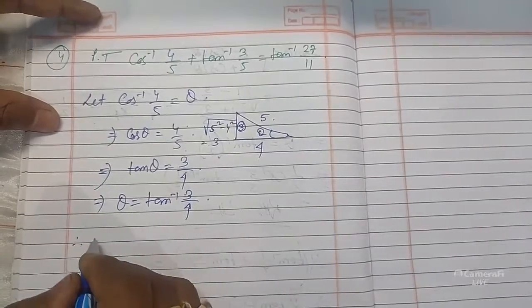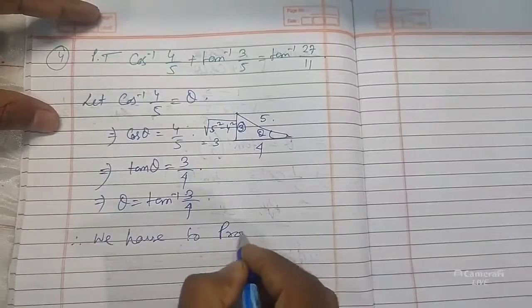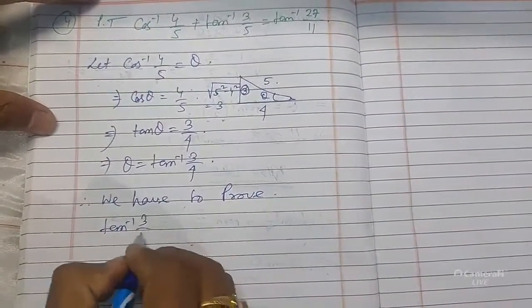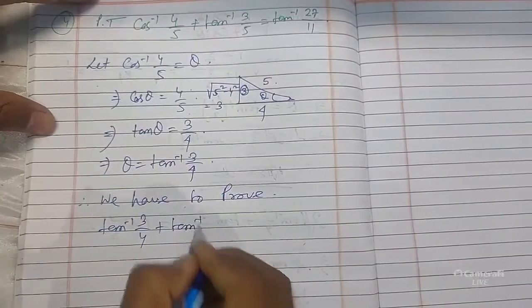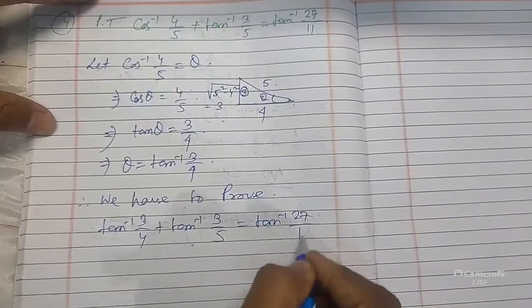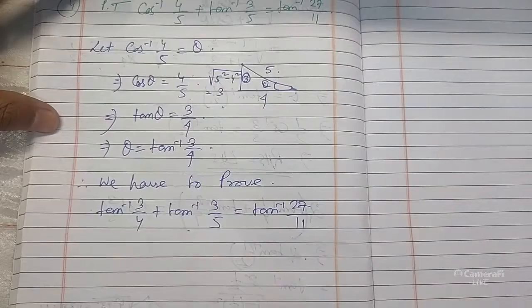Therefore, what we have to prove: tan inverse 3 by 4 plus tan inverse 3 by 5 is equal to tan inverse 27 by 11. This we have to prove.